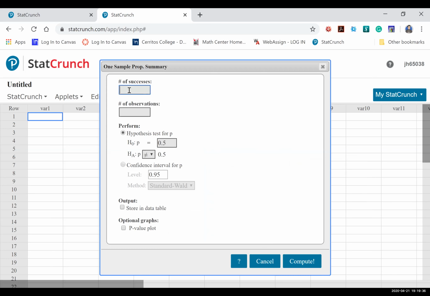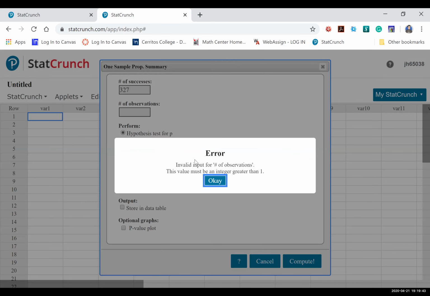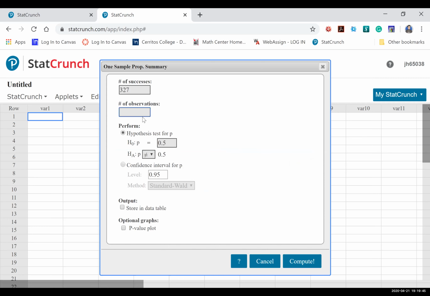Okay, so it says, what are your number of successes? My number of successes were 327. Okay, what are my number of observations? Well, there were 500, right? I want a hypothesis test for P. P is equal to what? What's my null? My null is 0.6. What's my alternative? I could choose from not equal to, less than, or greater than. In this case, I want the default, which is not equal to.